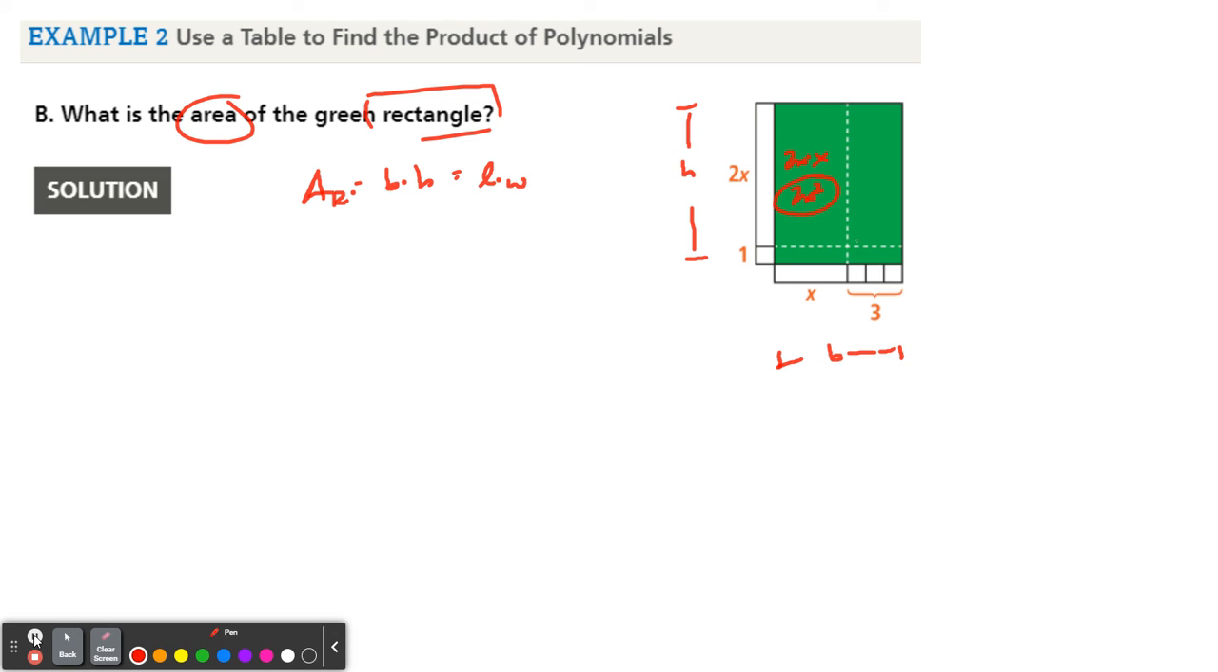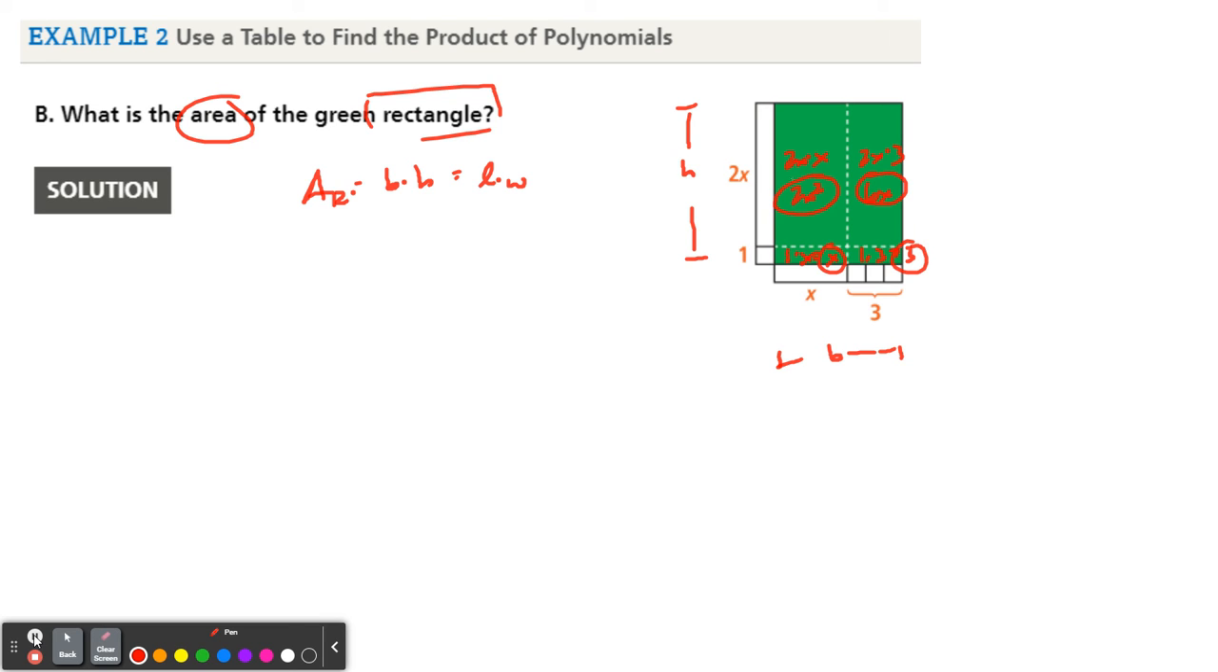This rectangle has a height or length or width of 2x and a width of 3. So now we're doing 2x times 3. 2x times 3 is 6x. Down here, this rectangle has a height of 1 and a base of x. 1 times x is just x, or 1x. And this one has a height of 1 and a base of 3. 1 times 3 is just 3.